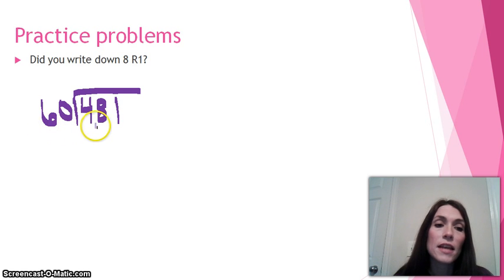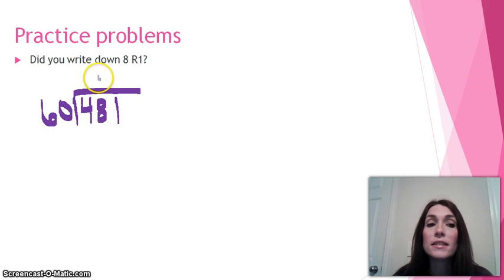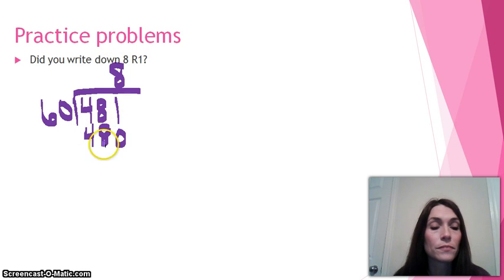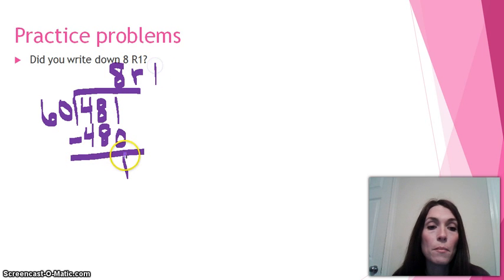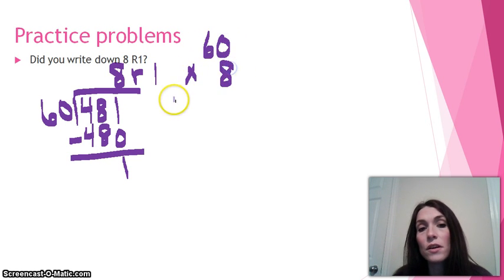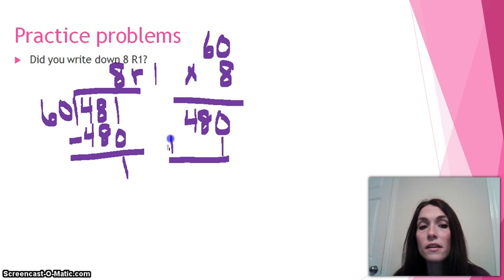Well, if I look at the 6 and the 48, I know that 6 times 9 is 54. I know that 6 times 8 is actually 48, so 60 times 8 would be 480, which gets me very close. I will subtract, and so I have 8 remainder 1. My remainder is less than my divisor, which is good, and then now I will multiply 60 times 8, which is 480, and I'll add on my remainder of 1, which gives me 481.